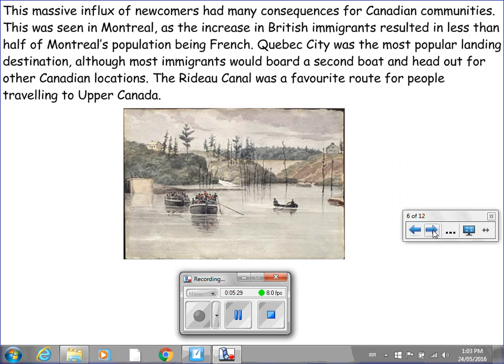This massive influx of newcomers had many consequences for Canadian communities. This was seen in Montreal as the increase in British immigrants resulted in less than half of Montreal's population being French. Quebec City was the most popular landing destination, although most immigrants would board a second boat and head out for other Canadian locations. The Rideau Canal was a favorite route for people traveling to Upper Canada.